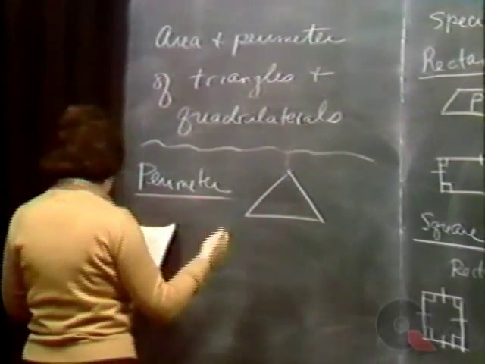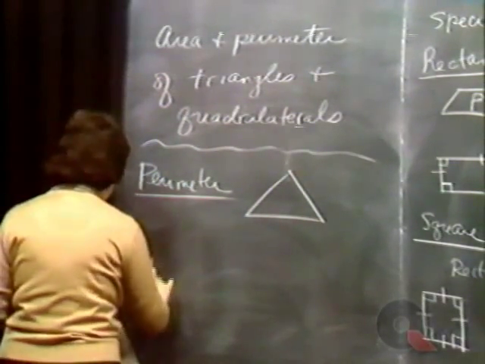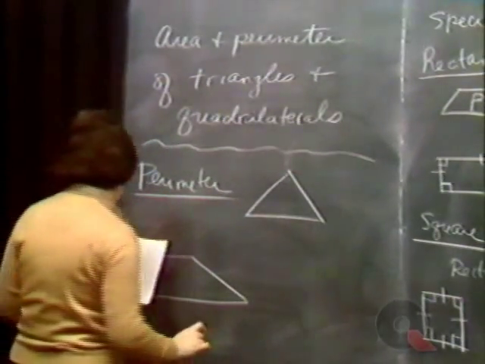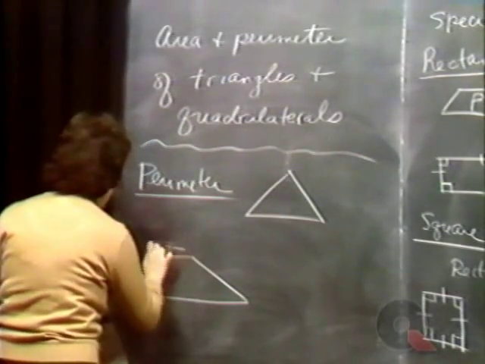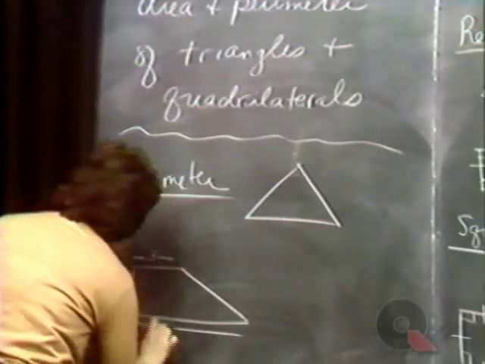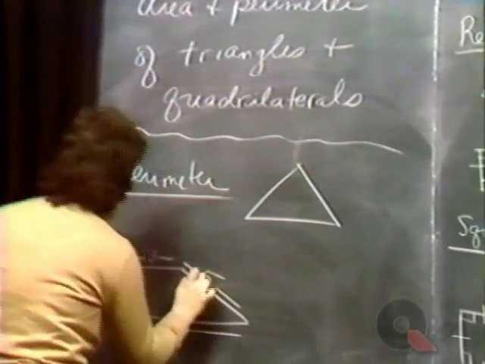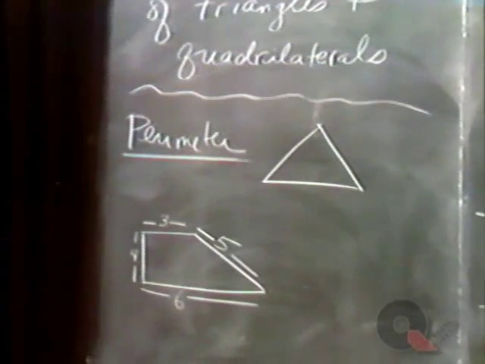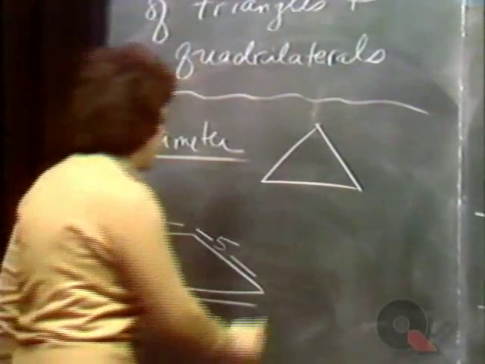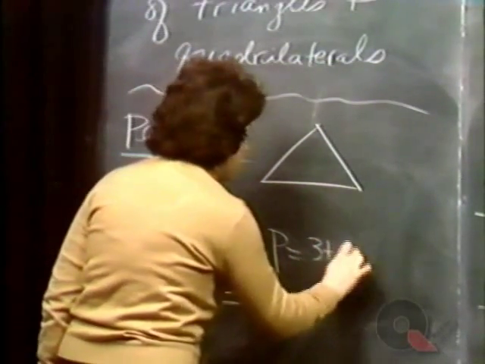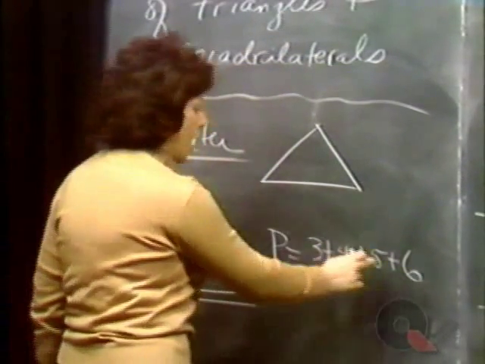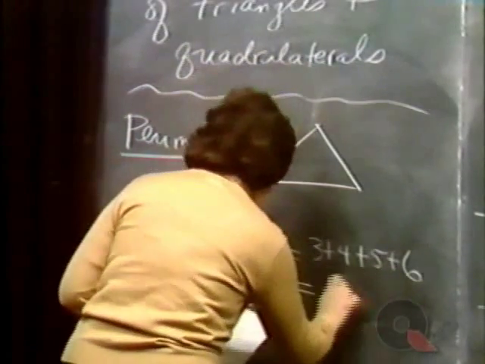For a quadrilateral, let's say you had something like this, and I told you that this side had length 3, this side had length 4, this side had length 6, this side had length 5. You would not need any special handling here. You would simply add up the lengths of the four sides, and the perimeter would be 3 plus 4 plus 5 plus 6, which comes out to be 7 and 5, that's 12 and 6, 18 units.